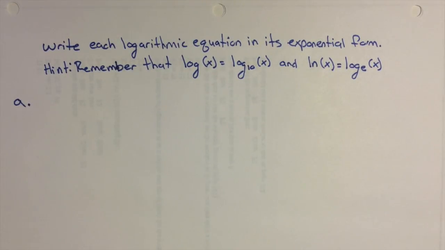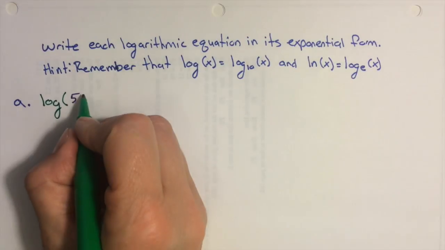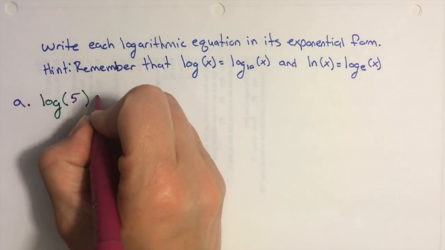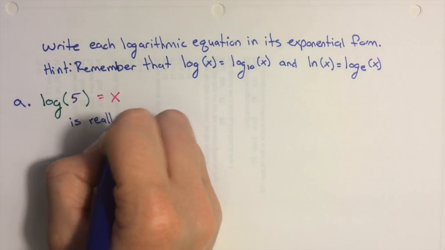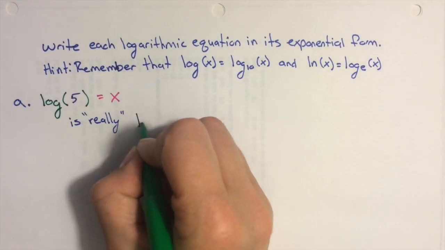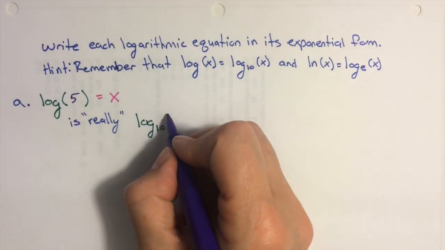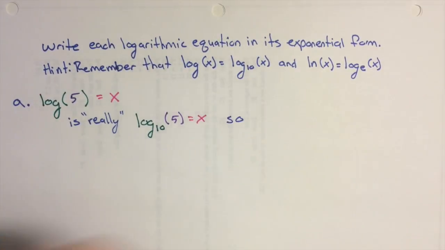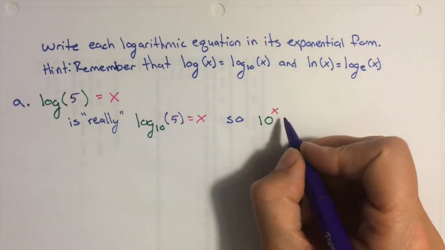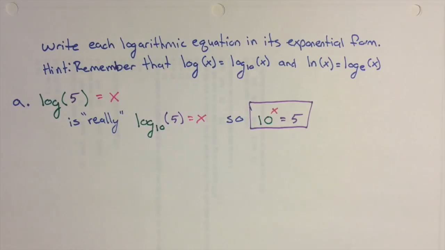First, we'll look at log of 5 equals x. Again, because there isn't a base, this is really meant to be log base 10. So when we translate this into exponential form, our base is 10, the exponent is x, and it equals 5.